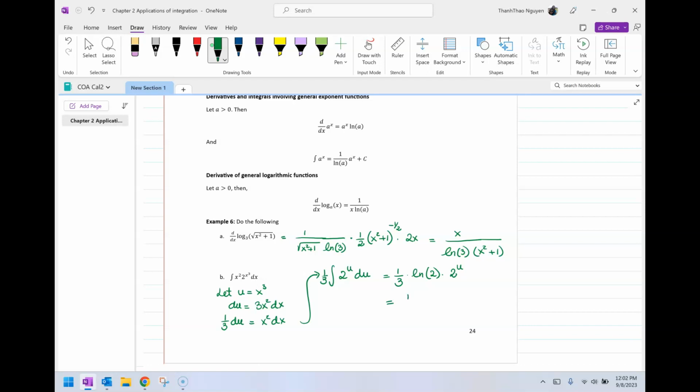So I will clean this up. 1/3 ln of 2 times 2 to the exponent x cubed plus c, that is a constant.